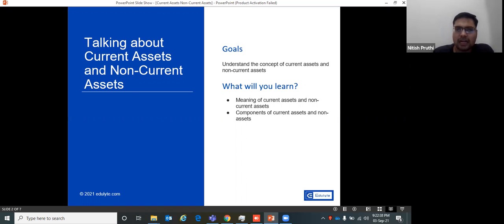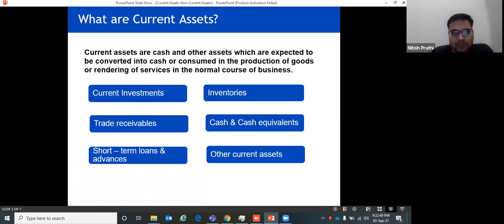Now, starting with the first slide, which is about current assets. We'll look at the meaning of current assets and what are its various components. So as you can see in the slide, at the top there is a definition, and below that there's a chart which depicts the various components of current assets.